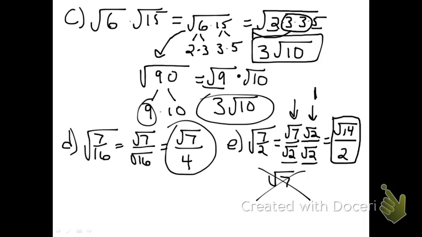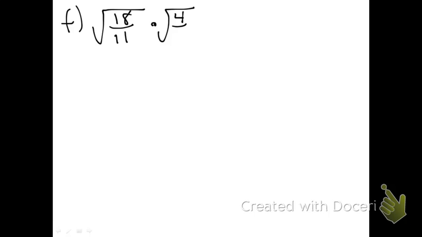Let's do one last example, one that's kind of nasty. So here we go. Is this example F? Let's try this guy. Let's go square root of 18 over 11 times the square root of 4/3. This is kind of a cool one because we have the best of both worlds. We have a little quotient going on, and we also have a product property involved as well.